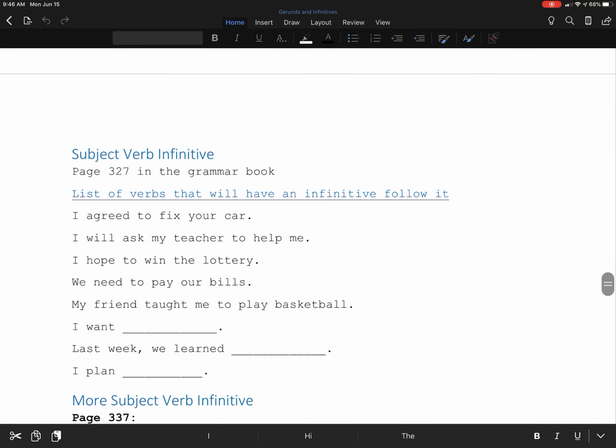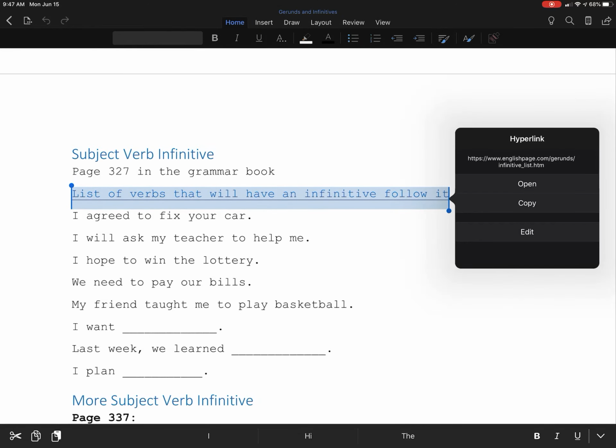There's also a list of verbs, and after these verbs, we can only use an infinitive. I agreed to fix your car. I agreed to help you. For ask, I will ask my teacher to help me. I will ask my friend to drive me home. I will ask my wife to cook dinner for me.